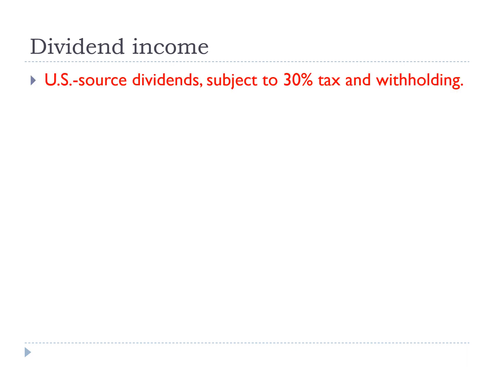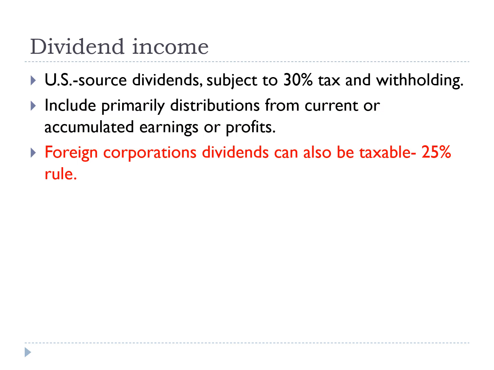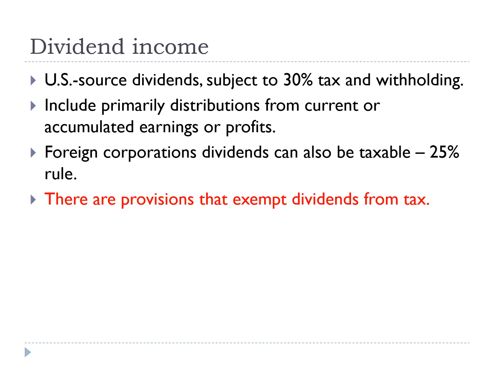Under domestic tax rules, U.S. source dividends are taxed as FDAP income in the United States and are subject to 30% withholding. Such dividends primarily include any distributions from current or accumulated earnings and profits of U.S. domestic corporations. There are provisions that can make dividends from foreign corporations taxable as well, notably the 25% rule. And there are provisions that exempt dividends from tax, including dividends from existing 80/20 companies and dividends from regulated investment companies.